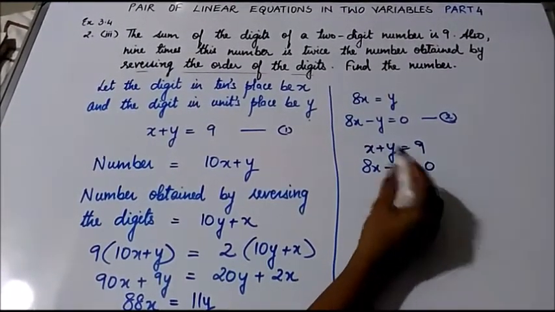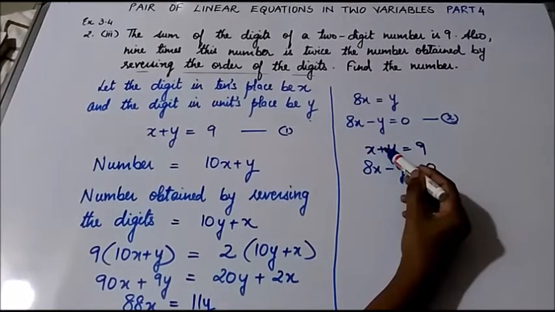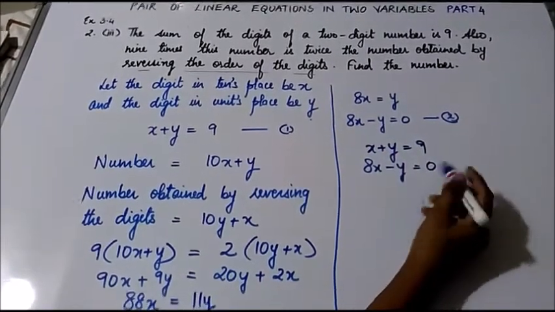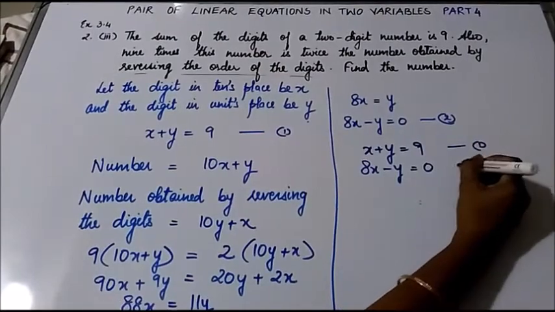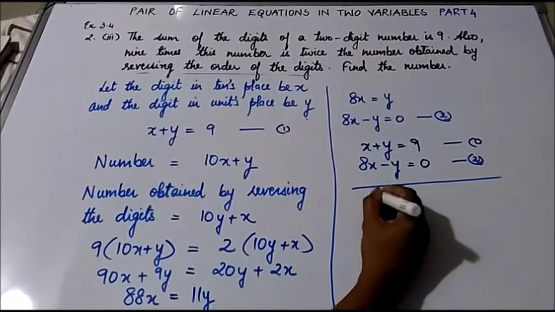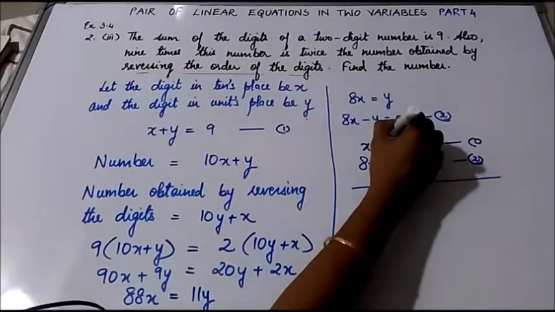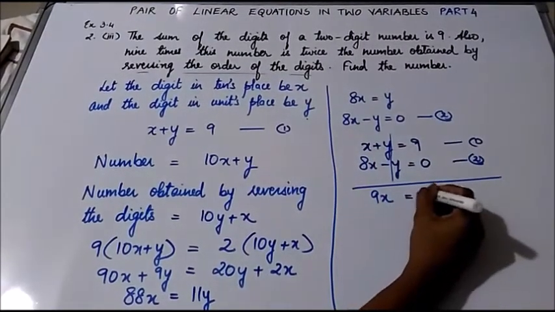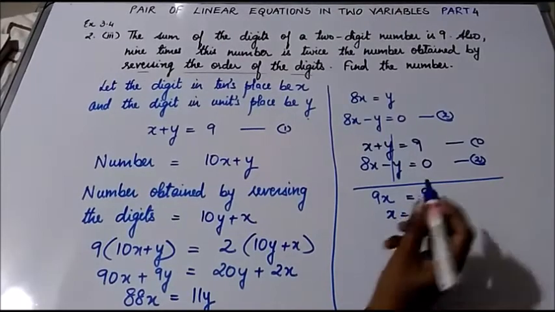Now here you see the coefficient of y is the same, and since the signs are different, one positive and one negative, here we have to add, that is equation 1 plus equation 2. Here we get 9x, y is eliminated, equal to 9, x equal to 1.